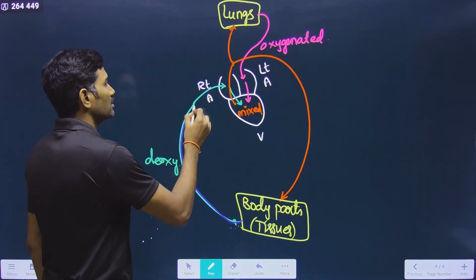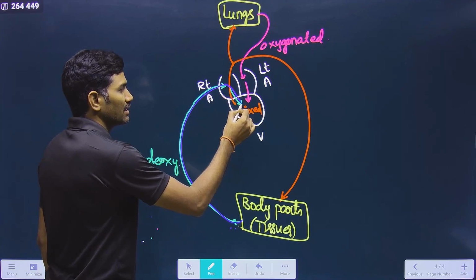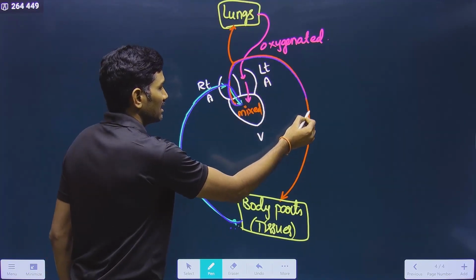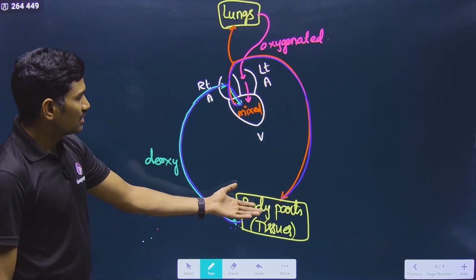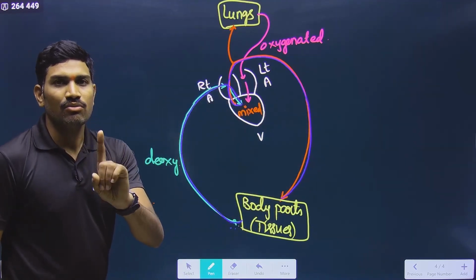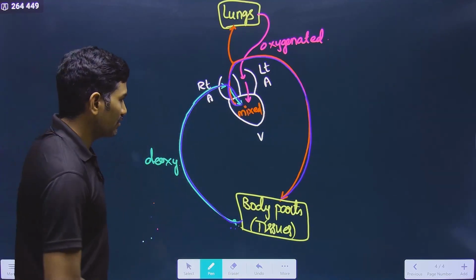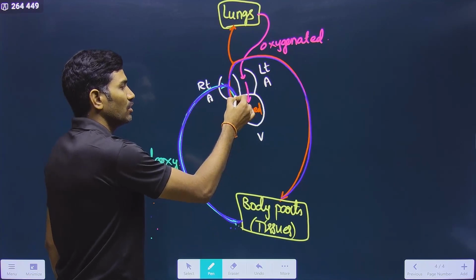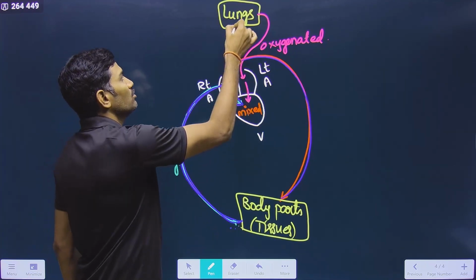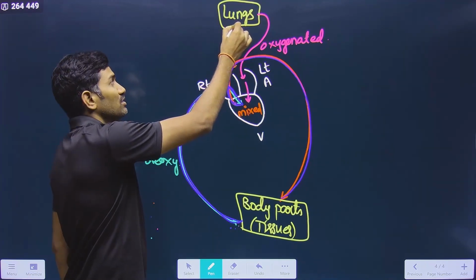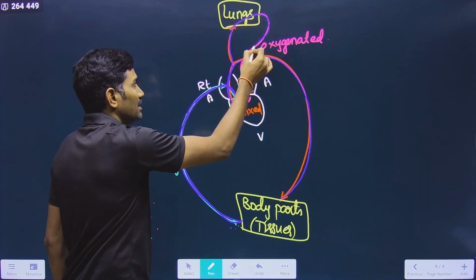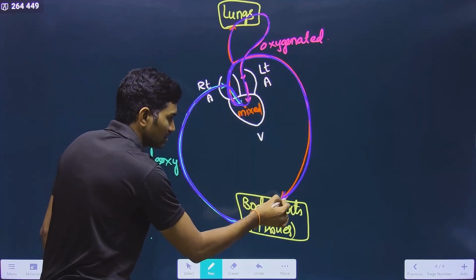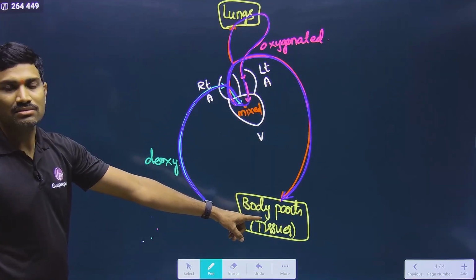From the body parts to the right atrium to the ventricle, from the ventricle, if you are observing like this, it came here. Only once it is coming here. But if you are observing in a different way, what is that different way? Body part to the right atrium to the ventricle, and from here to the lungs. There is this possibility also. From the lungs again, it is coming to left atrium, and again to the ventricle, and again it is coming like this.